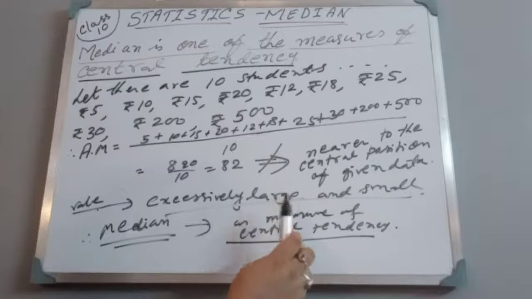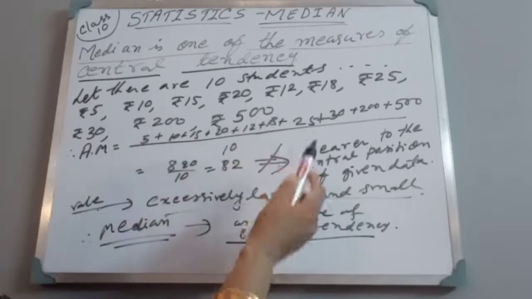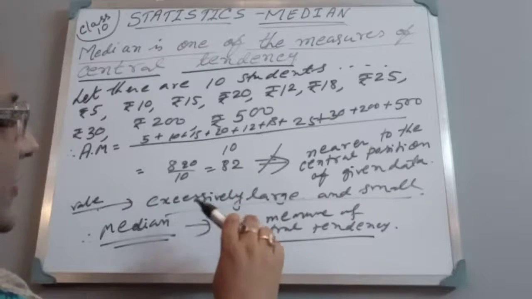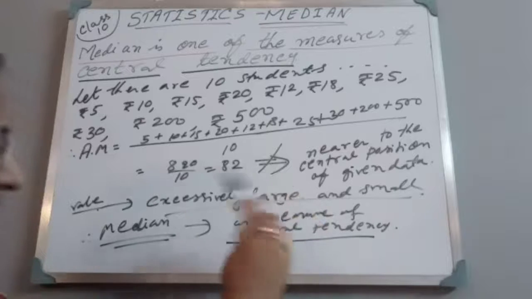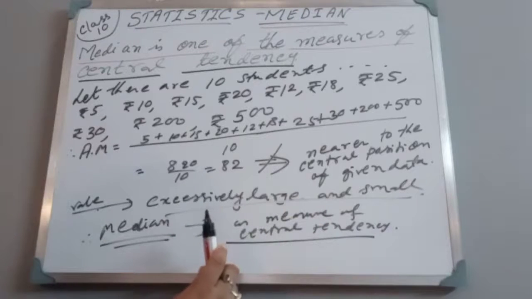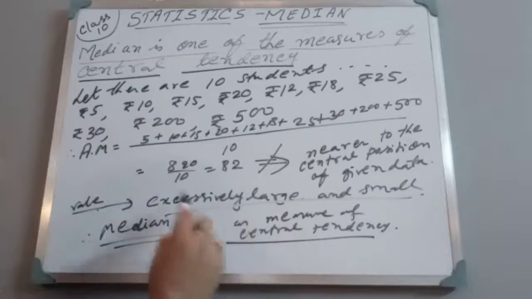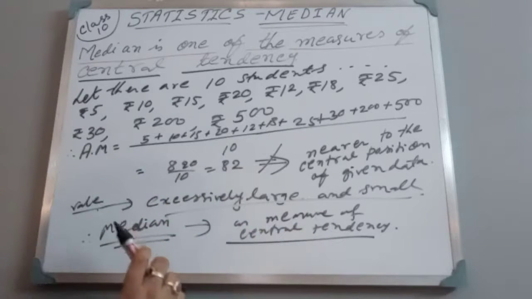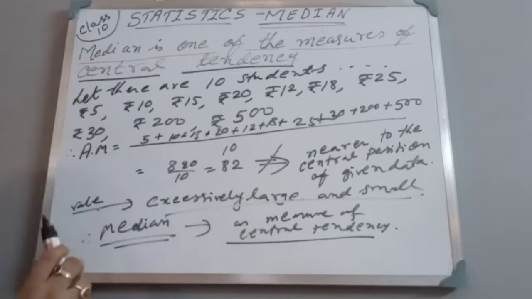If we get this kind of values in our sum, where the values are excessively large or very small, and the difference is like that, then we cannot find the nearest value to the central position of the given data. For this reason we need to find the median as another measure of central tendency. Okay.